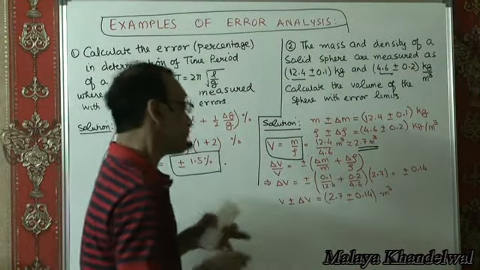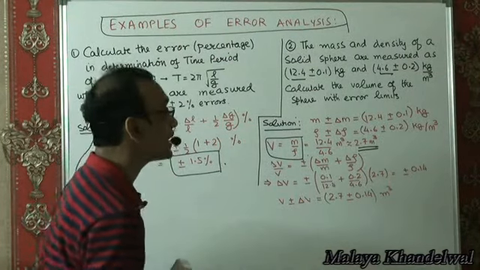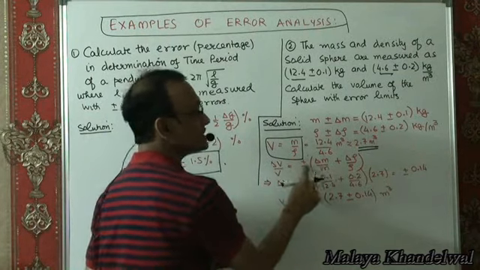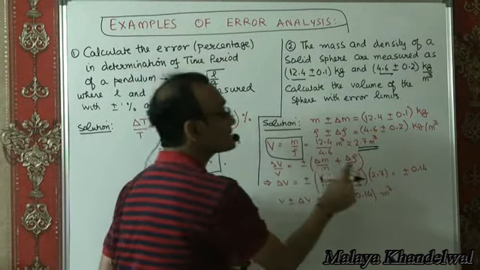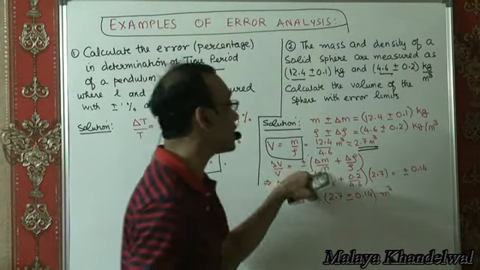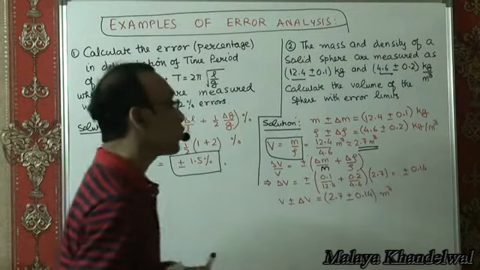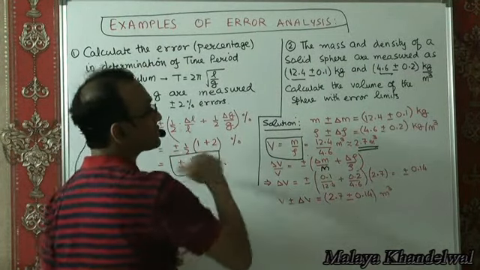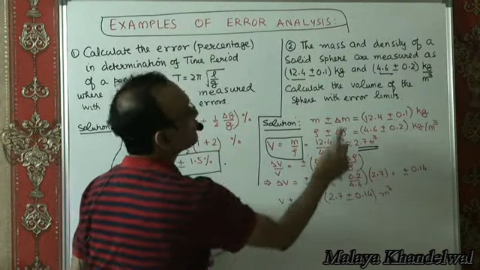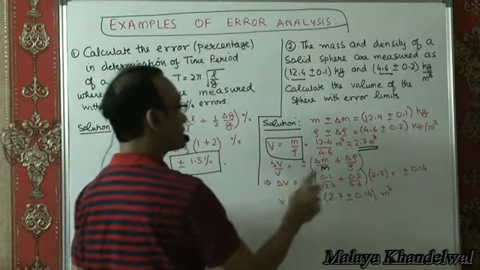Now, the fractional error in volume is what we want to calculate. Using this result, the fractional error in volume would be plus minus fractional error in mass plus fractional error in density. Now, what is the fractional error in mass? Fractional error in mass, as you can see, is 0.1 divided by 12.4. Fractional error in density is 0.2 divided by 4.6.